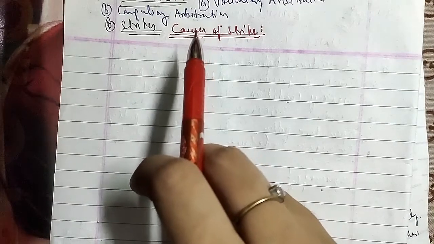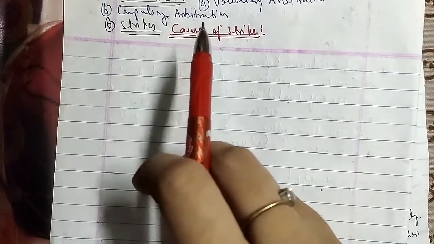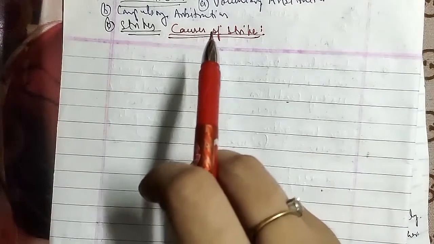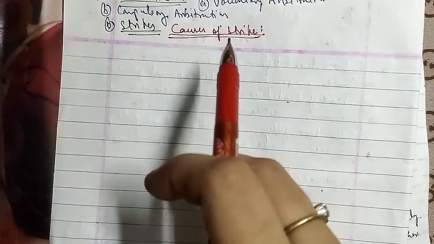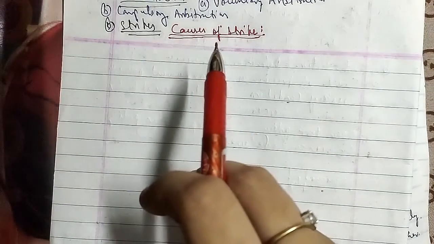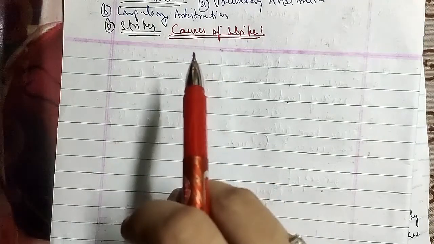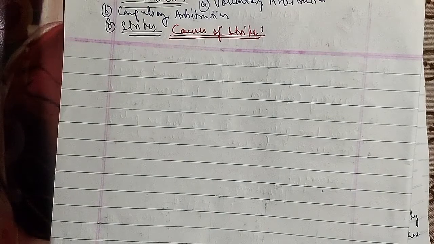The withdrawal of any concessions or privileges, hours of work and rest intervals, and disputes connected with minimum wages as well. We'll talk about the types of strikes as well. That is also an important one, and the types of strikes we'll discuss here.